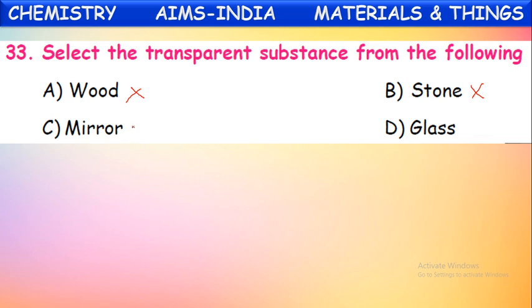We cannot see to the other side through the mirror because it is coated with some paint at the back side. But we can see through glass clearly to the other side. So glass is said to be transparent substance. Of course, this mirror is also made up of glass. But what happened to the mirror at the back side? A thin layer of some paint is coated. Because of that, we cannot see to the other side. Okay, now glass is transparent substance.